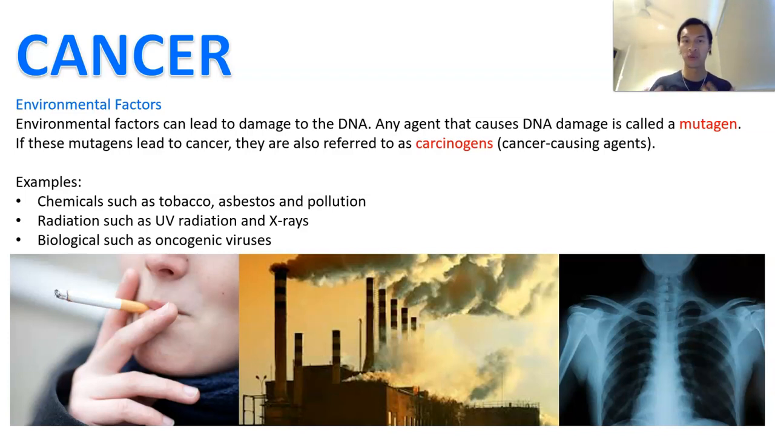Pollution, any sort of chemicals from the environment that get into your lungs, into your body, into your blood, can also lead to cancer. Radiation is also considered a mutagen, and UV radiation from being in the sun too much or X-rays also lead to cancer. The reason for that is that radiation has the potential to penetrate through your cells, hit your DNA, and cause mutations in the DNA, which, if it's not fixed, leads to cancer. There are also biological examples. For example, certain viruses are likely to cause cancer, and we call those oncogenic viruses.